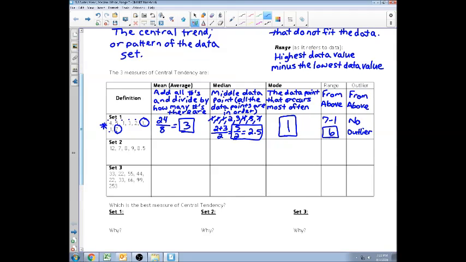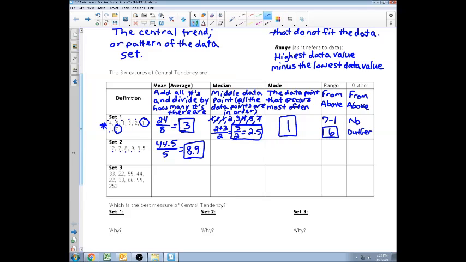Set 2. Same thing for the mean. I'm going to add up all those numbers. When I add up all those numbers, I'm going to end up with 44.5. How many numbers were there? 1, 2, 3, 4, 5. 44.5 divided by 5 will end up being 8.9.